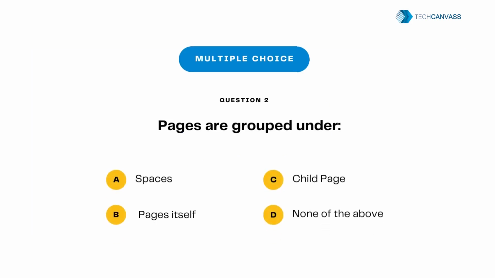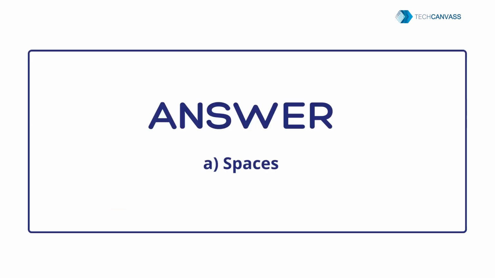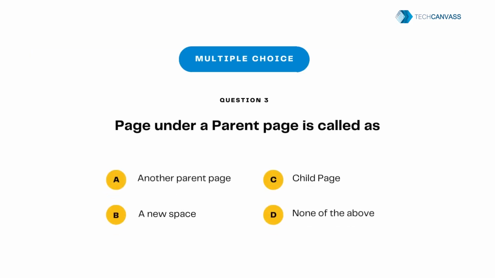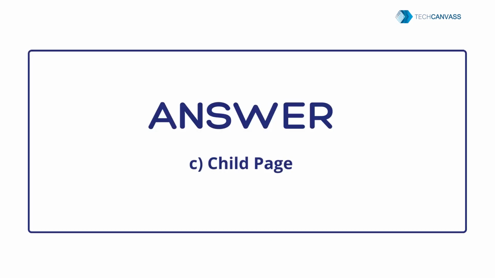Now second question, pages are grouped under: spaces, pages itself, child page, none of the above. And the answer is spaces. Third question, a page under a parent page is called: another parent page, a new space, child page, none of the above. And the answer is child page.